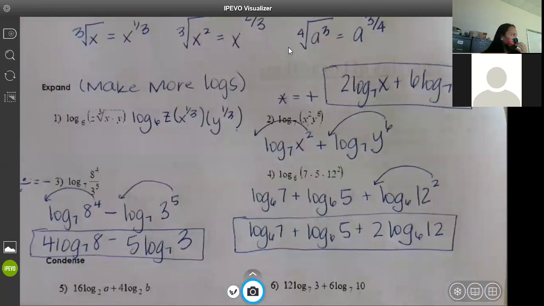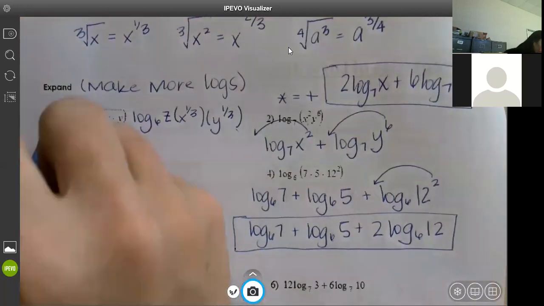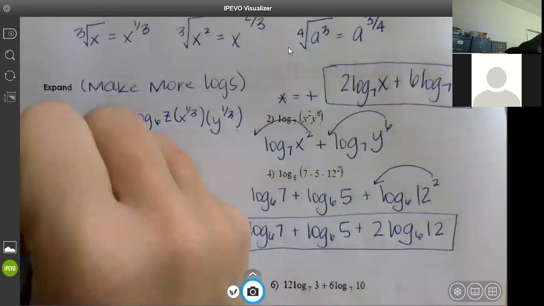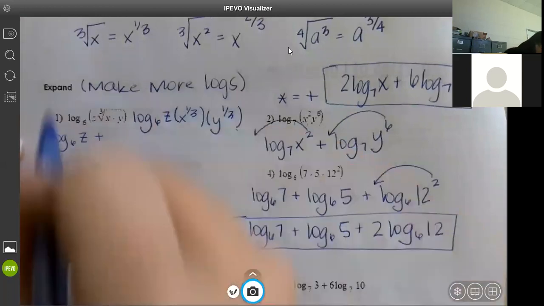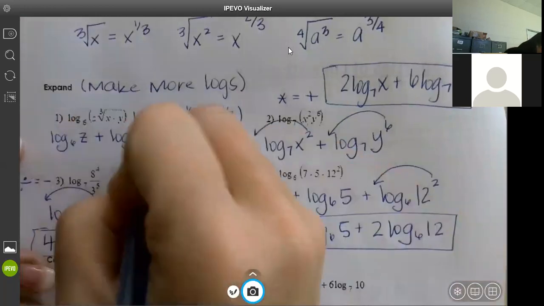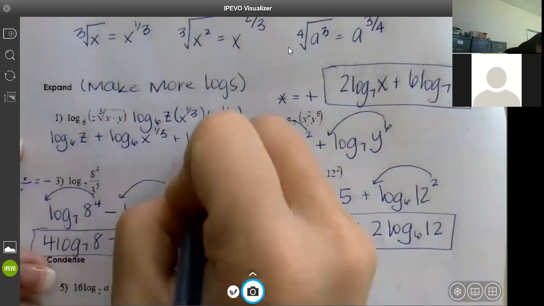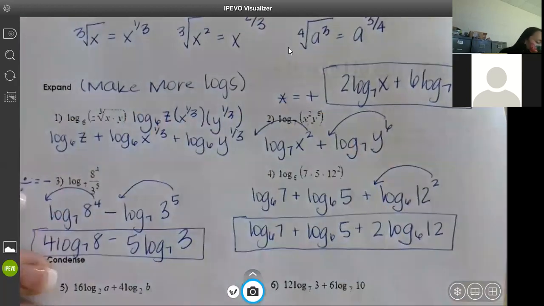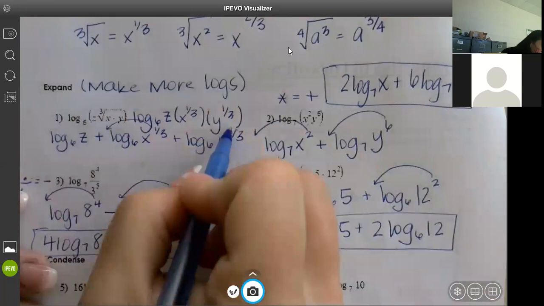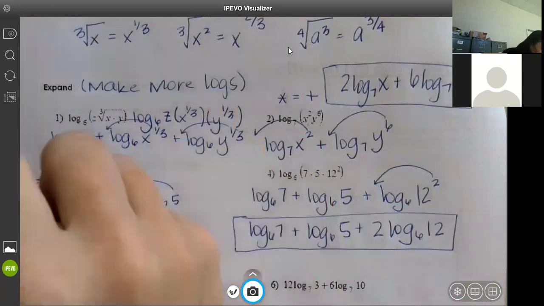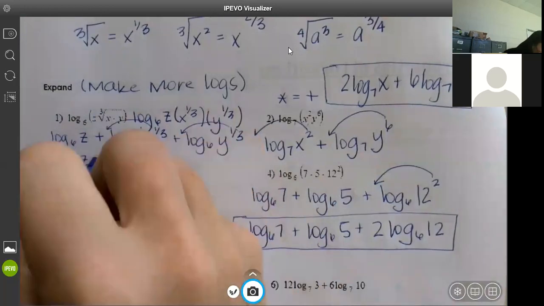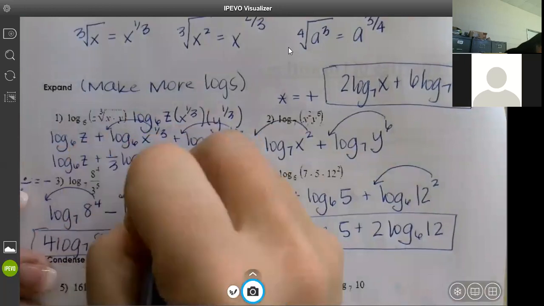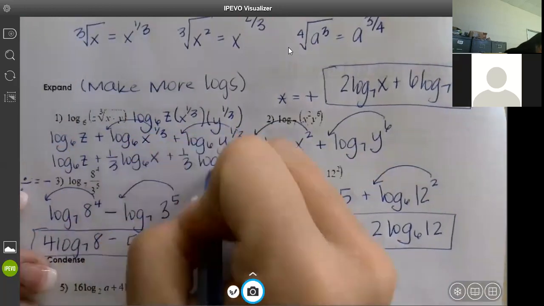You know that we're multiplying, so we're going to add them, and we're multiplying 3 things, so we're going to add 3 things. So log base 6 of z, we're going to add another log base 6, but this time of x to the 1/3. And then the last one is going to be log base 6 of y to the 1/3. What is the last thing that I need to do? Move the power to the front. Okay. Log base 6 of z was fine. 1/3 log base 6 of x plus 1/3 log base 6 of y.